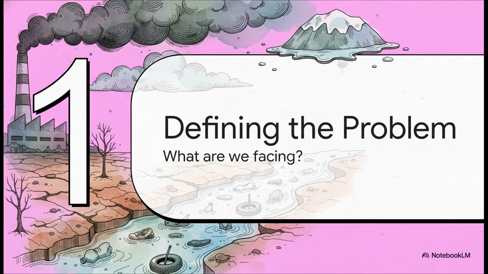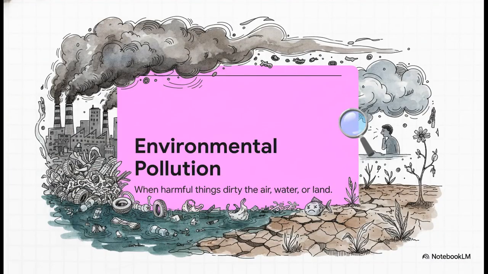What exactly are we facing? So at its core, environmental pollution is just the introduction of harmful contaminants into our natural ecosystems. It's when harmful things dirty the air, water, or land. We're talking about the disruption of local biomes, whether that's through atmospheric smog or microplastics in our waterways, that fundamentally degrades the habitability of our environment.